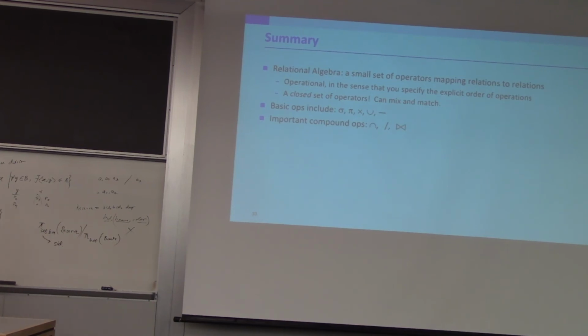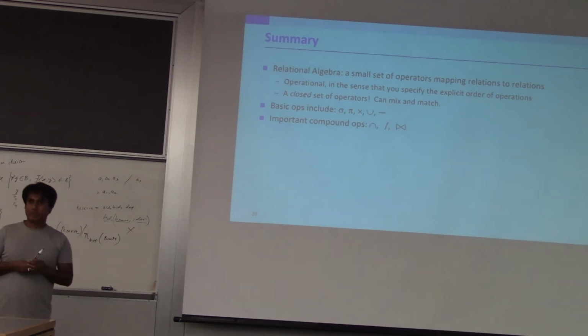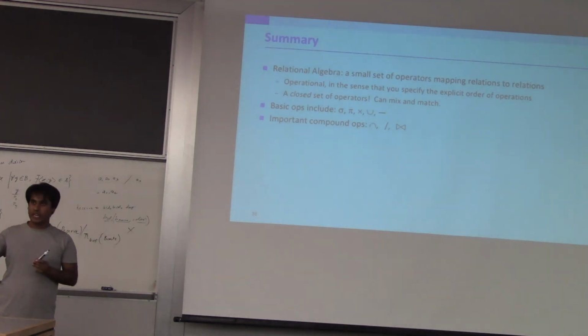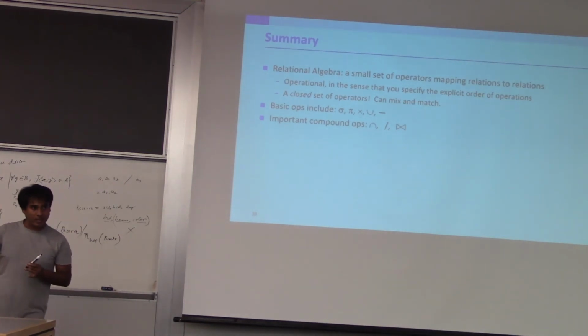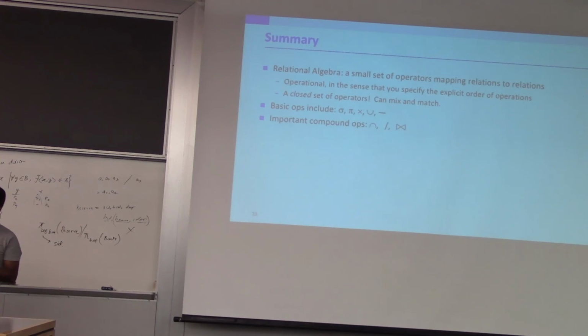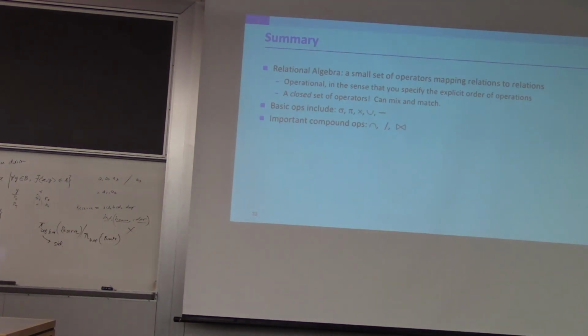So, in summary, what are the basic operators? It's selection, projection, union, cross product, and set difference. Okay? And there is also another operator, the renaming operator. And we can define many compound operators. The most common ones are the intersection, division, and join.